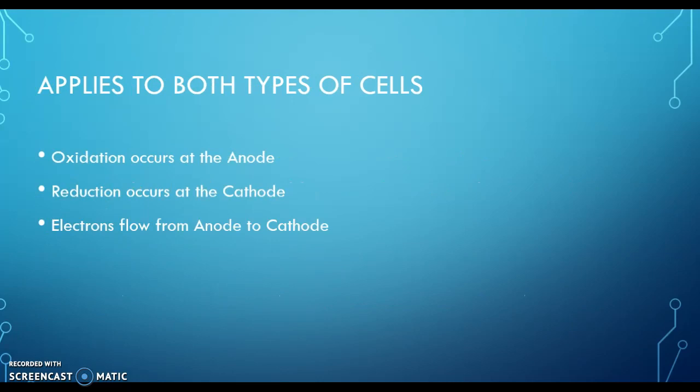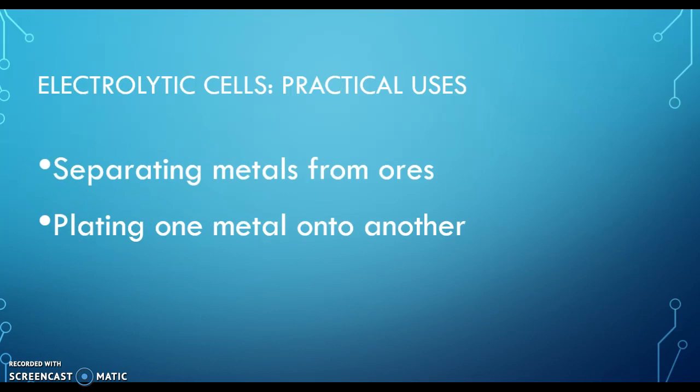There are a few things that apply to both types of cells, and these are the things that we've learned mnemonic devices to remember. Oxidation is going to occur at the anode, reduction is going to occur at the cathode, and electrons are still going to flow from the anode to the cathode in both types of cells. So some of the things electrolysis is used for is for separating metals from their ores, so kind of purifying a metal, and also in electroplating, so plating one metal onto something else.